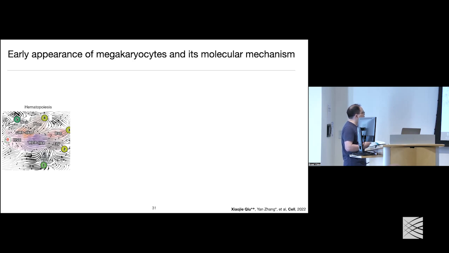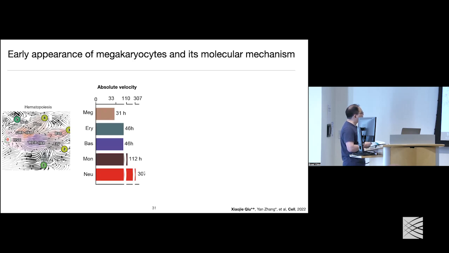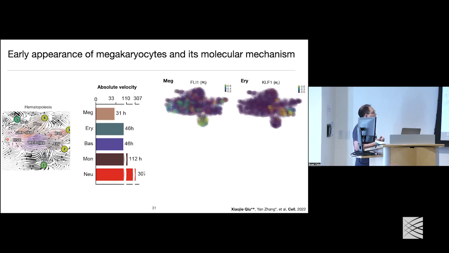Then I tried to calculate the time from the HSC to each of the mature cell types. Interestingly, you can see we indeed reveal the megakaryocyte at a maturation time of 31 hours. Because we know how much time we labeled the cells, we actually obtain absolute velocity, and this time is consistent with other single cell transplantation experiments. Next, to understand the underlying molecular mechanisms, we look at the gene expression of FLI1, a master regulator of megakaryocytes, and also of KLF1, a master regulator of erythroid cells. You can see that FLI1 tends to have high expression already in the progenitor cells, but KLF1 only has high expression in the erythroid cells.